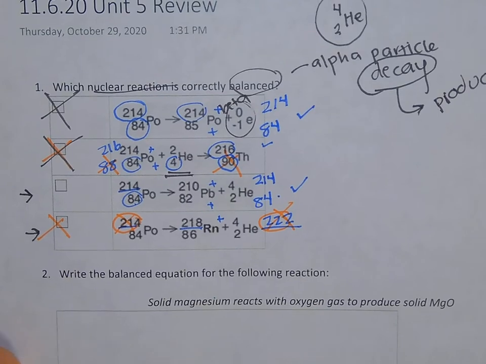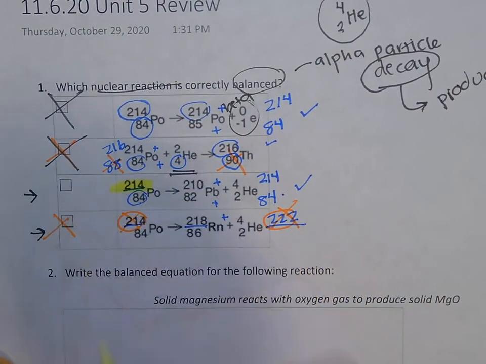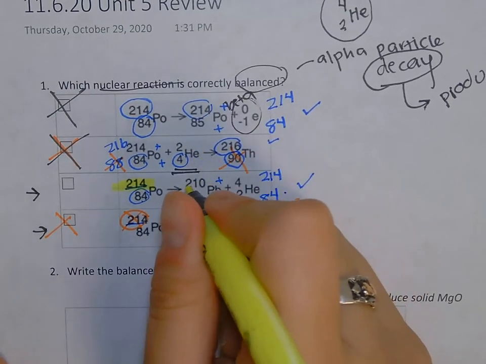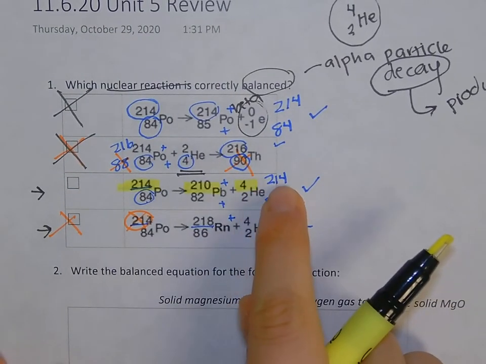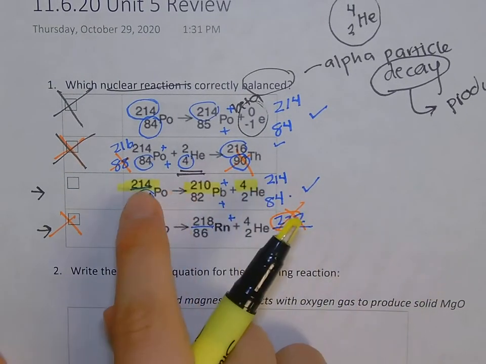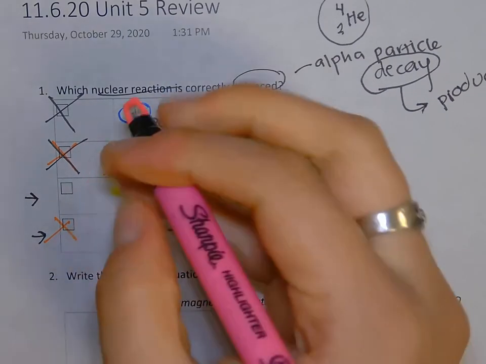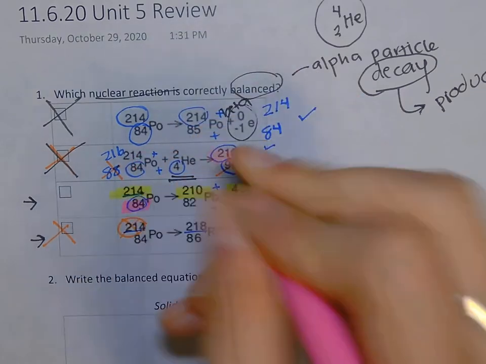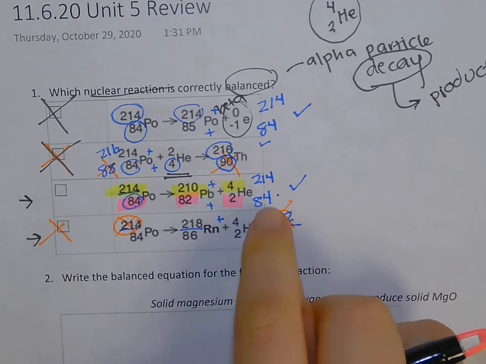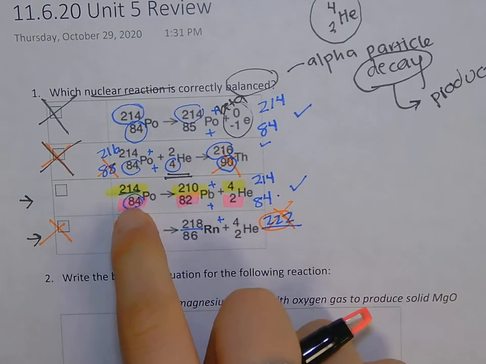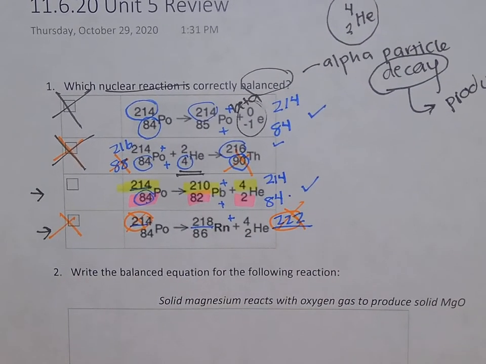So now I have to make sure that it is balanced. I'm going to look at the mass numbers on my reactant side, which is 214, and then the mass number on my product side, which is 210 plus 4, which is 214. So 214 matches with 214, we're good there. So now I'm going to see that the atomic numbers match. So 84 on my reactant side, and then 82 plus 2 is 84. So 84 matches with 84. We're good there. Let me move on to D just to make sure that I'm not overlooking something.